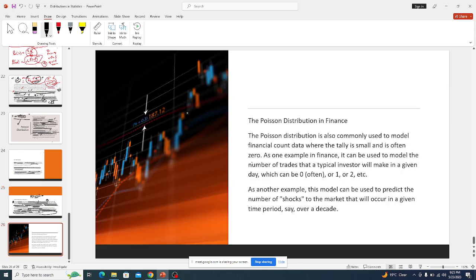Good. Let's go to the final stage on how this Poisson distribution can be used in finance. The Poisson distribution is also commonly used to model financial count data, more so when we are dealing with count data where the tally is small and is often zero. For example, in finance, it can be used to model the number of trades that a typical investor will make in a given day.